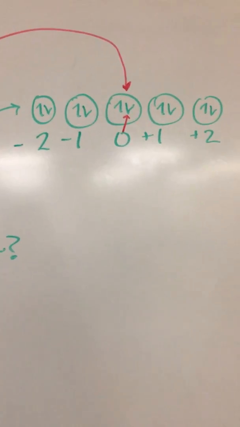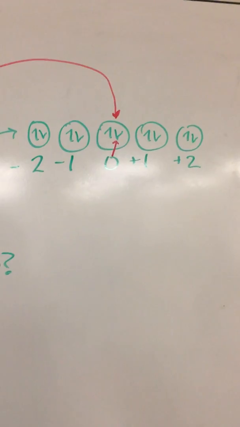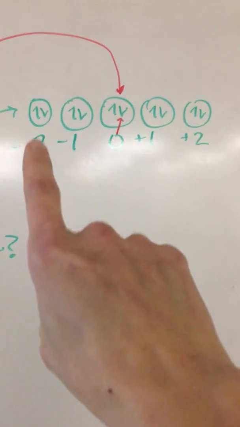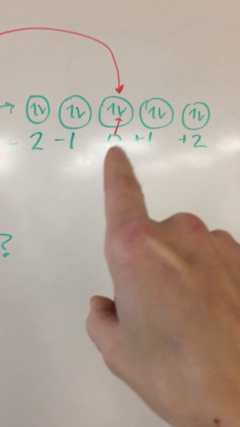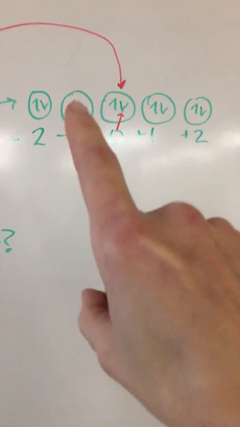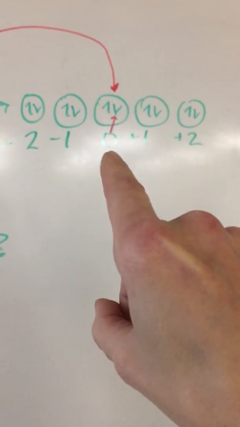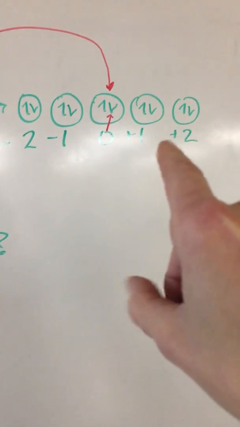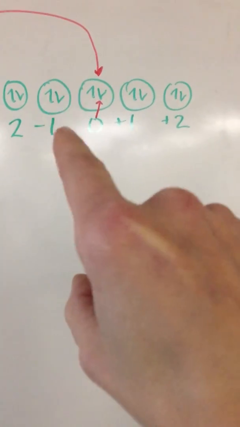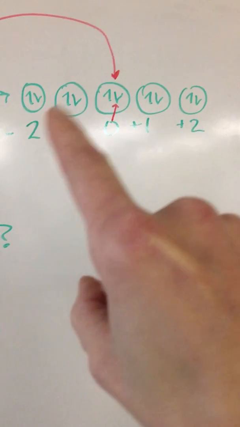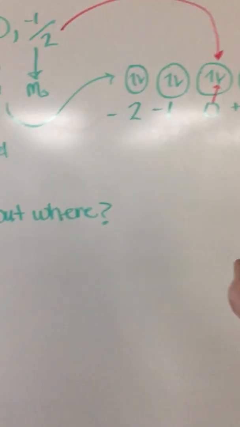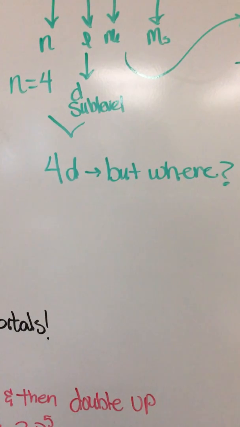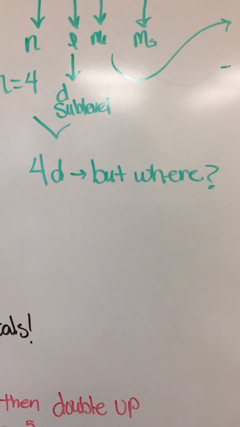So again, do this. Draw the 5 orbitals and then start. 1, 2, 3, 4, 5, spin up. 1, 2, 3, 4, 5, spin down. Now count. Where'd you go? 1, 2, 3, 4, 5, 6, 7, 8. That one is the 8th. So it should be 4d8 right here. That's what the last one should be.